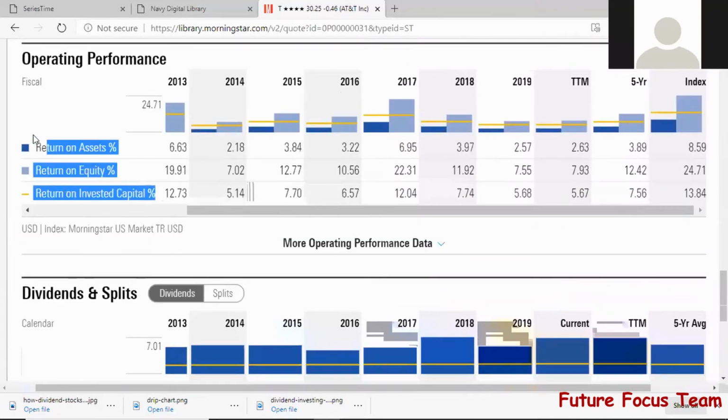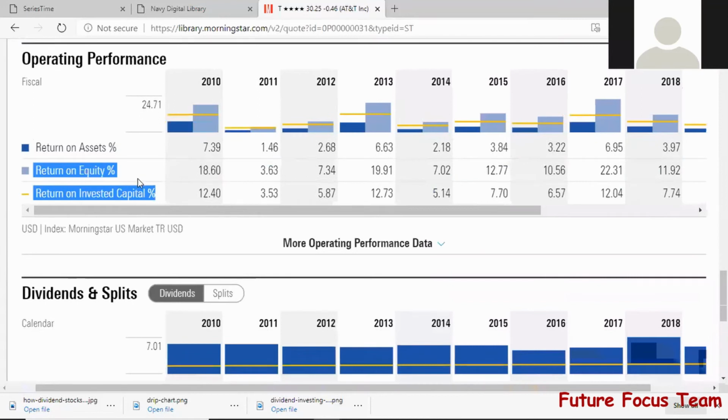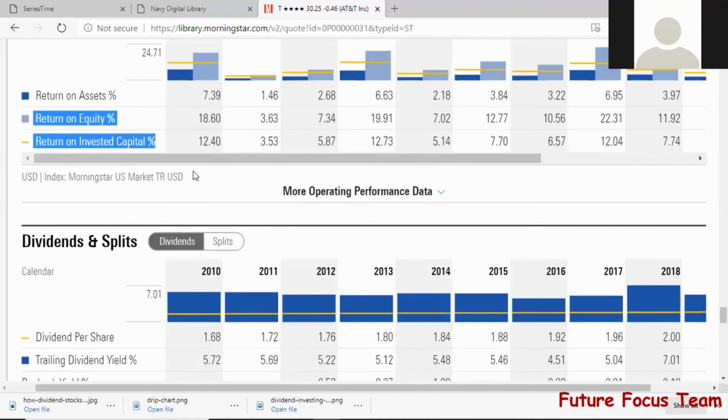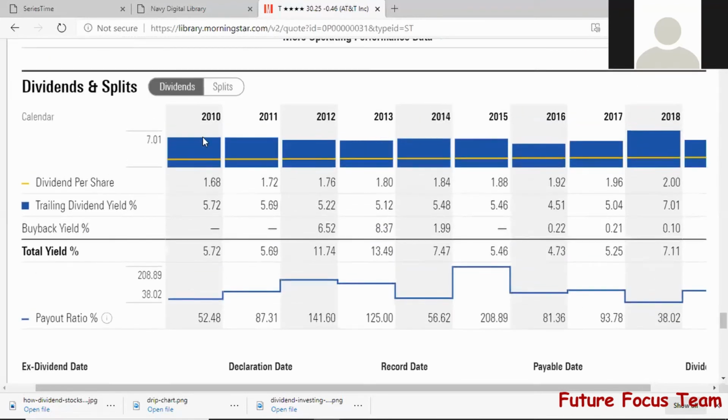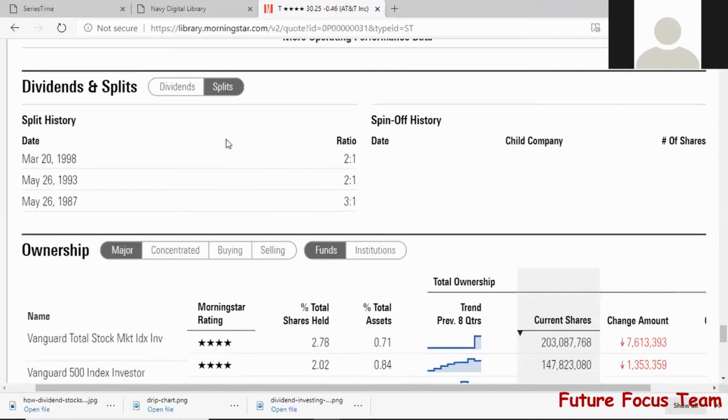This is very important right here. The return on assets, equity, and the return on invested capital. That's a big section right there. We were talking about dividends earlier. You could go back and look at their history. So 2010, 11, 12. You could look at the splits, like the ratio. This is if they've done a stock split. So in 1998, they did a 2-to-1 stock split. In 1993, they did a 2-to-1. And in 1987, they did a 3-to-1 split.